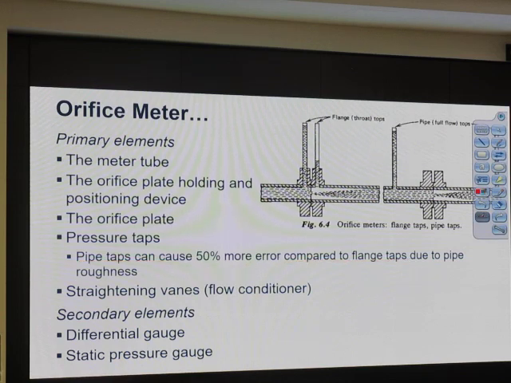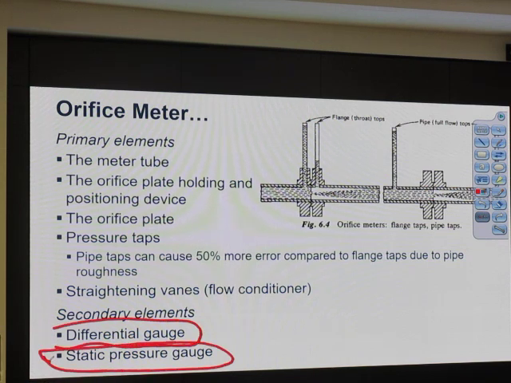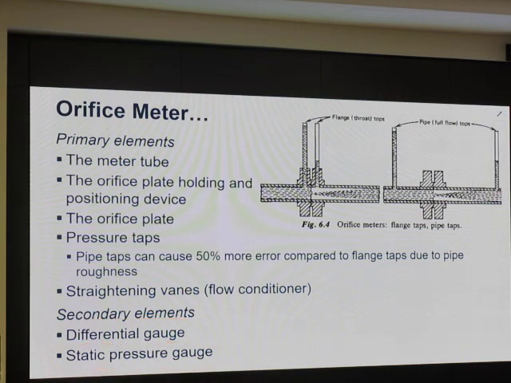So we have secondary components: differential gauge, static pressure gauge. What is that for? Pressure gauge. Measure the pressure, right? If the pressure gauge goes wrong, everything is wrong. So we recommend using the flange taps, not the pipe tap, but if we need to, we may use the pipe tap. What's wrong with using the pipe tap? Why do we have more error?